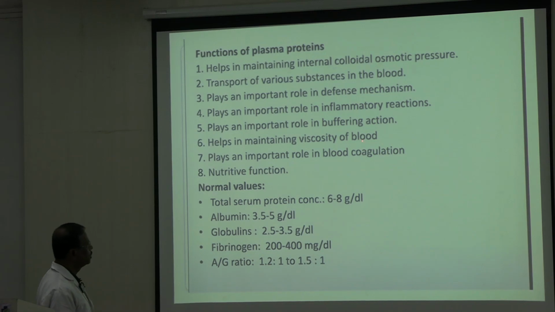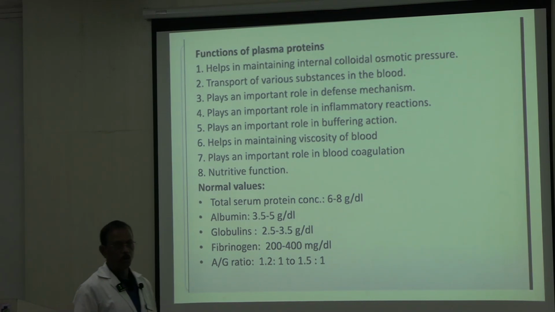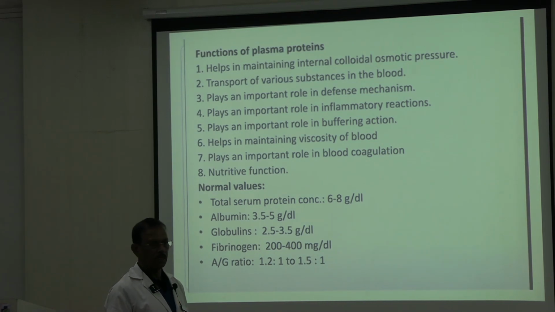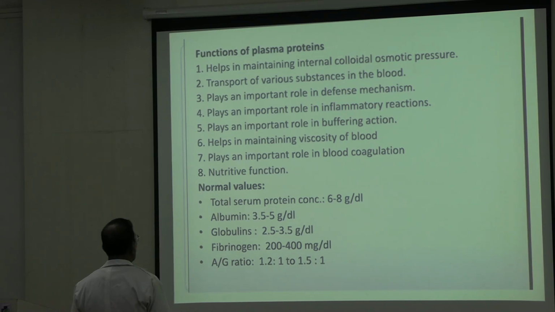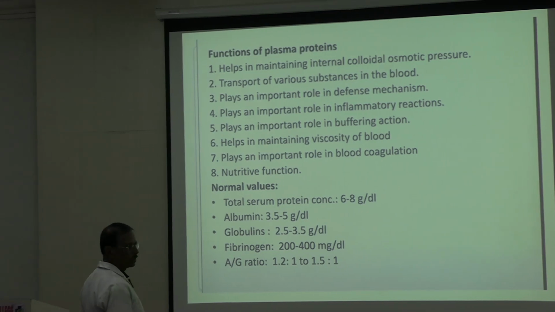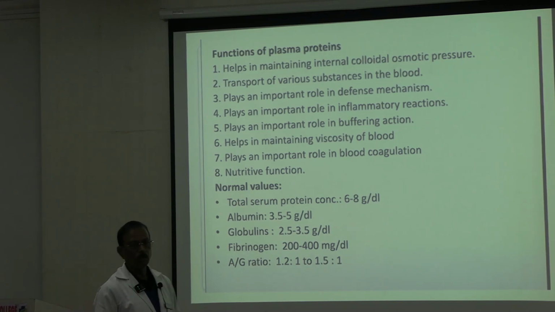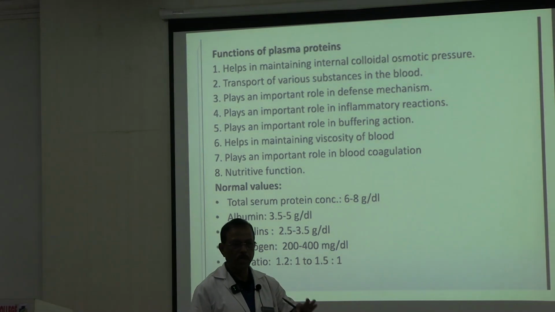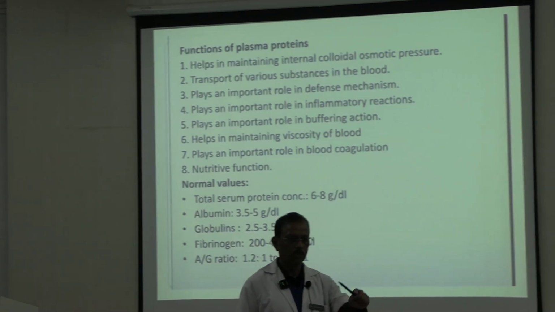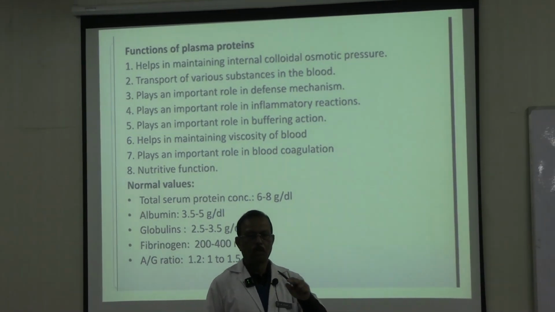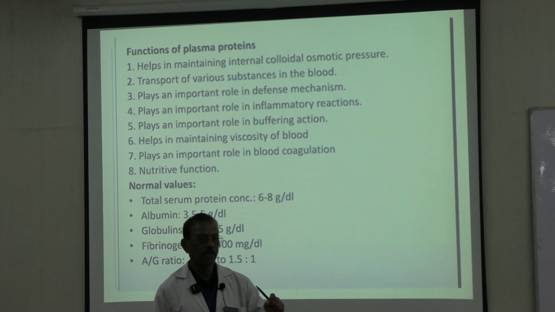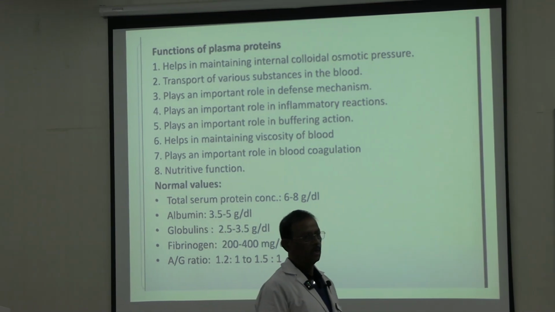Helps in maintaining viscosity of blood. All the proteins produce viscous solutions, maximum by fibrinogen. Plays an important role in blood coagulation, that you know. Nutritive function. It is a class 1 protein. Whenever the body requires protein, it is taken up. Polypeptide chains are taken up and utilized there.